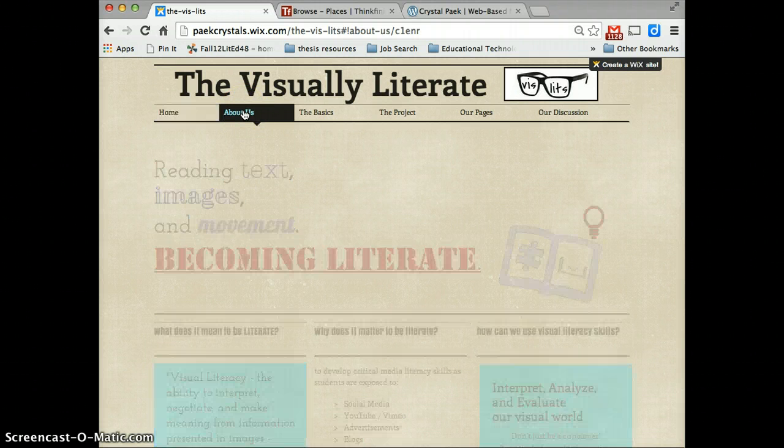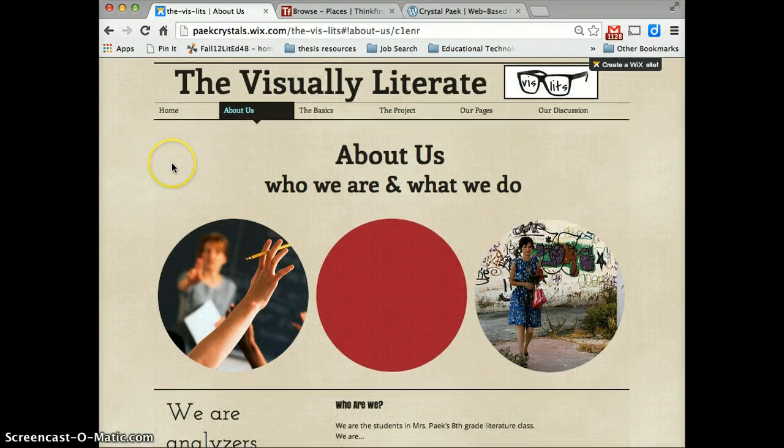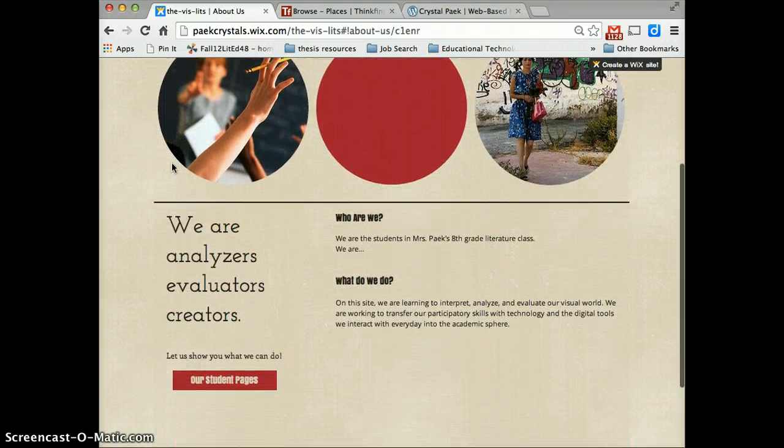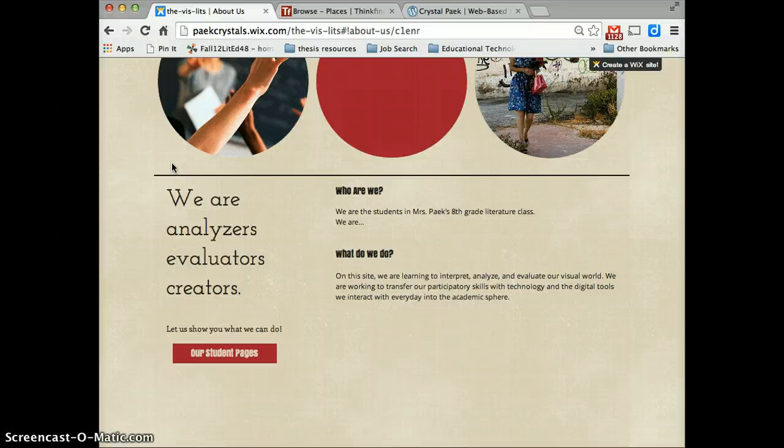So the About Us page didn't change very much because this is going to be created and expanded upon by actual students, and I'm not a teacher yet, so it's still empty.